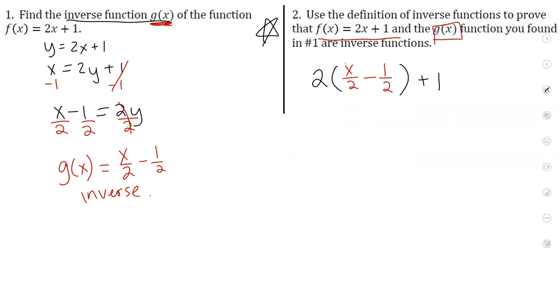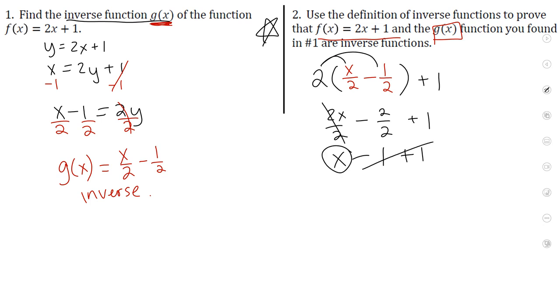I'm going to distribute this, so I get 2x over 2 minus 2 over 2 plus 1. That cancels out. 2 divided by 2 is just 1 plus 1. Minus 1 plus 1 cancels out. I'm left with x. Because I was left with x, I'm halfway there. We have some hope. Let's do g and put f inside of it.